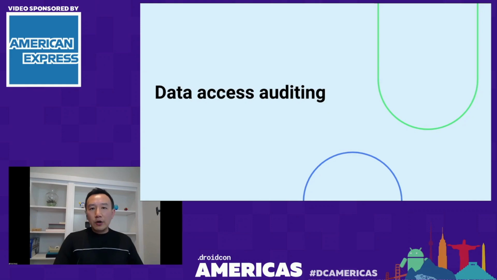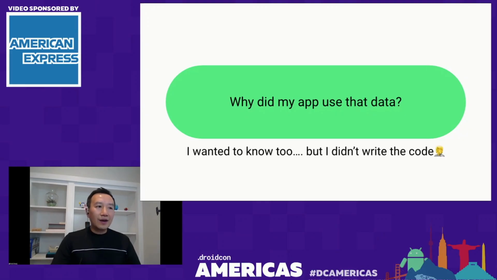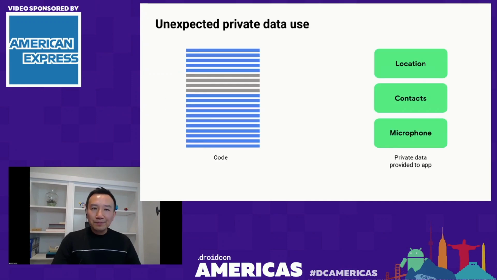And now let's talk about a new support for apps to discover potentially unintended access to private data. If you're working on a large-ish application project and you ask the question, why did my app use that data? Chances are, if you ask your colleagues on the engineering team, they may have a similar response like, I want to know, but I didn't write the code, or they basically want to blame others. So in order to help with these scenarios, we've come up with a data auditing API.